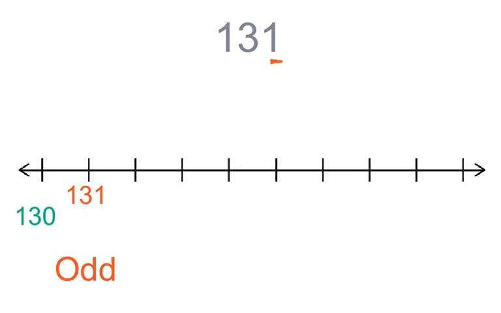So we have 130, which is even, and 131, which is odd. We'll add a new number next time. Do you think the next number we add will be even or odd? We'll see if your prediction is right next number corner.